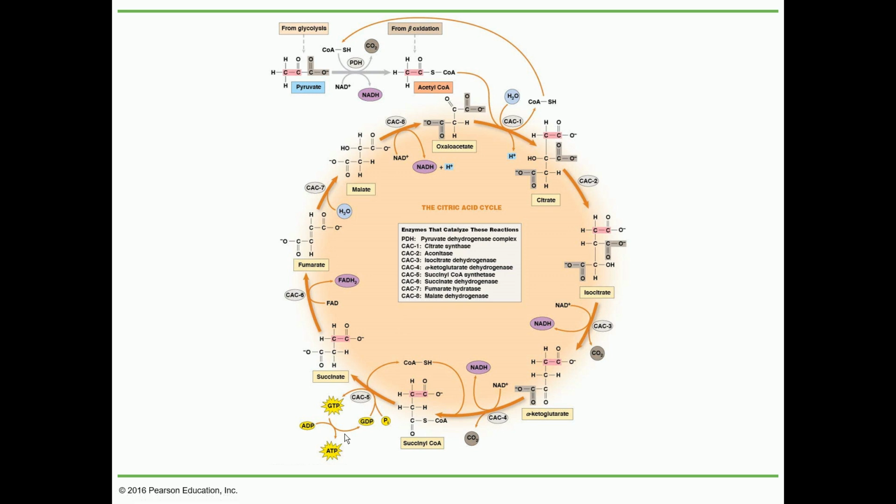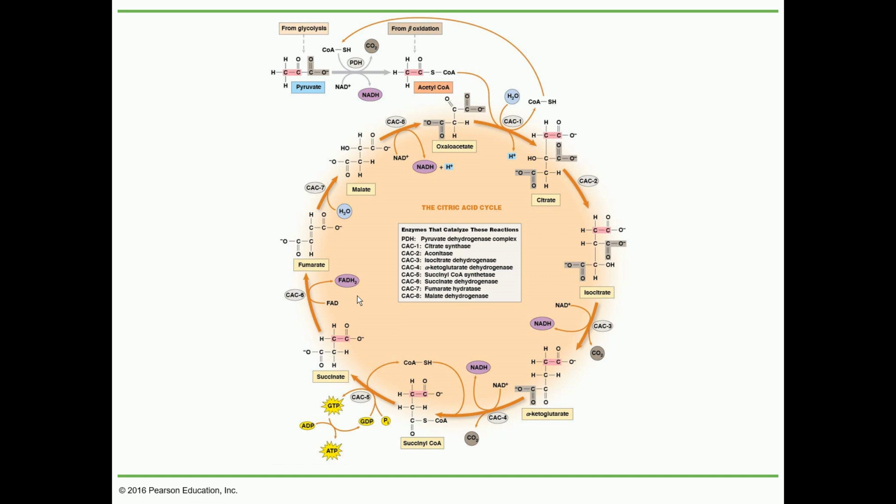And then this succinate is converted into fumarate. And here again oxidation is taking place. Succinate loses electrons and gets converted into fumarate. Here the electron carrier which is involved is FAD, and FAD gets converted into FADH2. And the enzyme involved is succinate dehydrogenase.